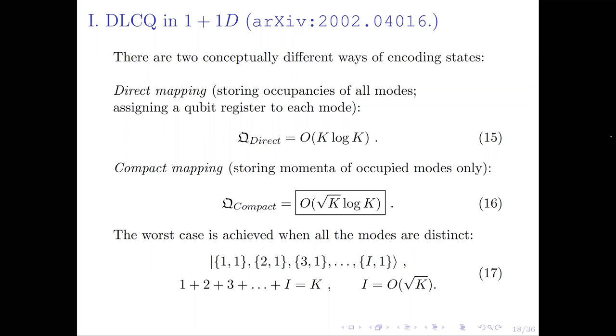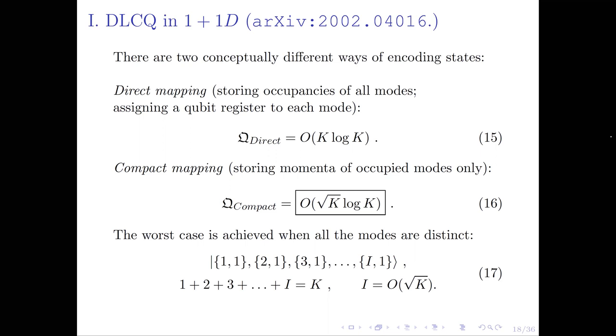So zero or one per qubit is just whether the orbital is occupied or not. And you can do the same thing in this model, right? We have fermionic modes, fermions and antifermions, but we also have bosonic modes. So to encode each bosonic mode, we'll need multiple qubits. So that's why you have K log K in 15. However, there exists an alternative, more efficient approach called compact mapping.